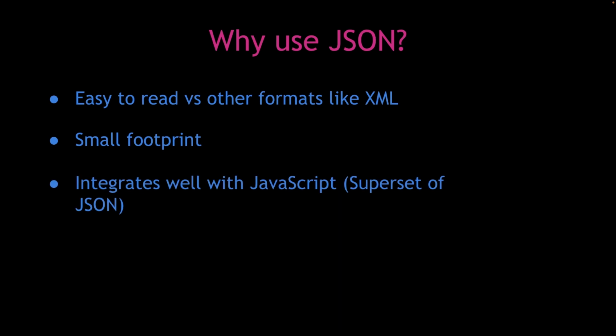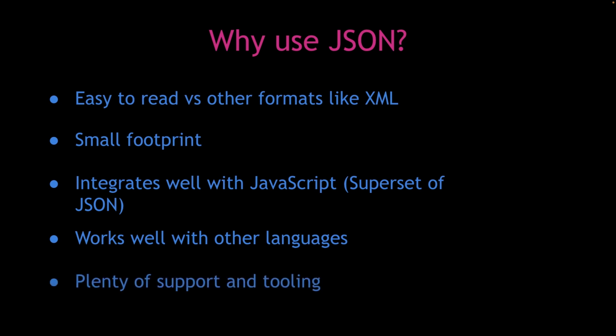JSON also integrates well with JavaScript, which is the predominant front-end language. JavaScript is considered to be a superset of JSON, so it's syntactically similar when you talk about the objects in JavaScript and the actual JSON data structure itself. It's kind of nice that the front-end language inherently knows how to parse and ingest that data. It also works well with other languages, which is what we'll see in this tutorial.